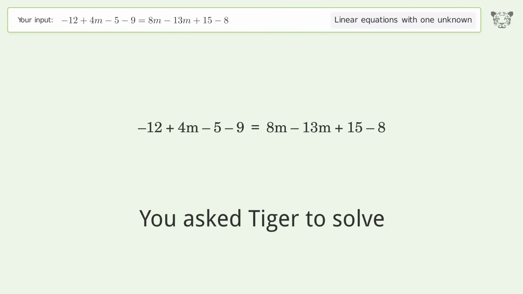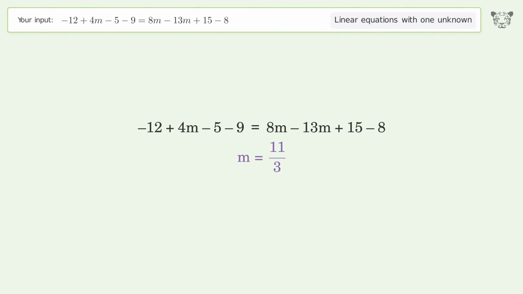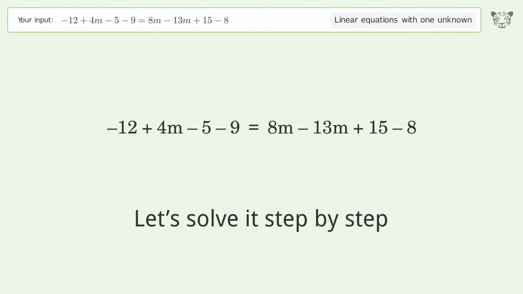You ask Tiger to solve. This deals with linear equations with one unknown. The final result is m equals 11/3. Let's solve it step by step.